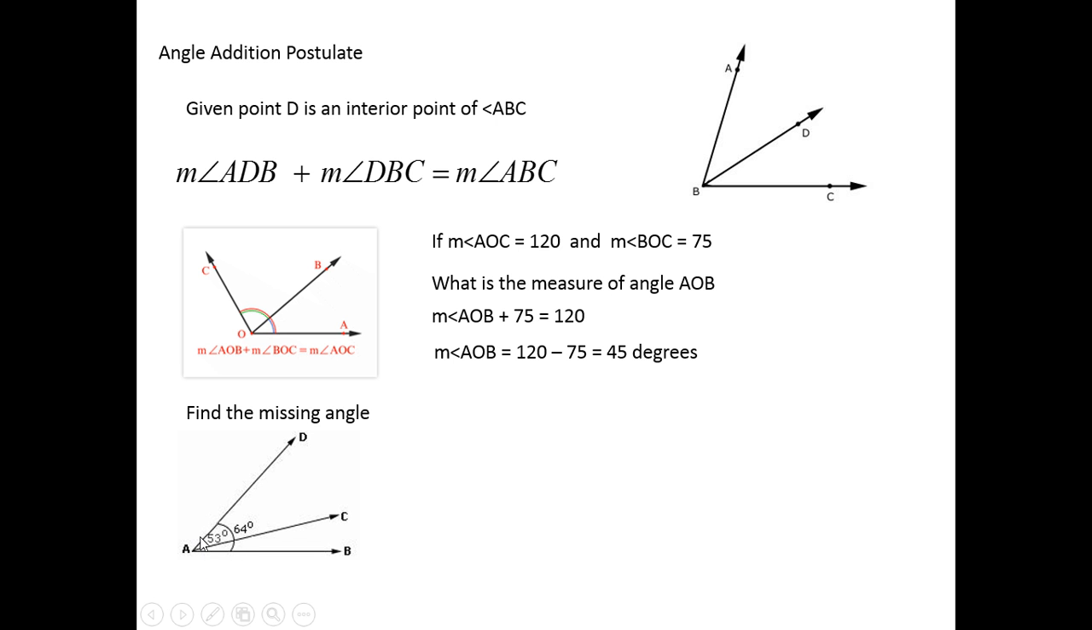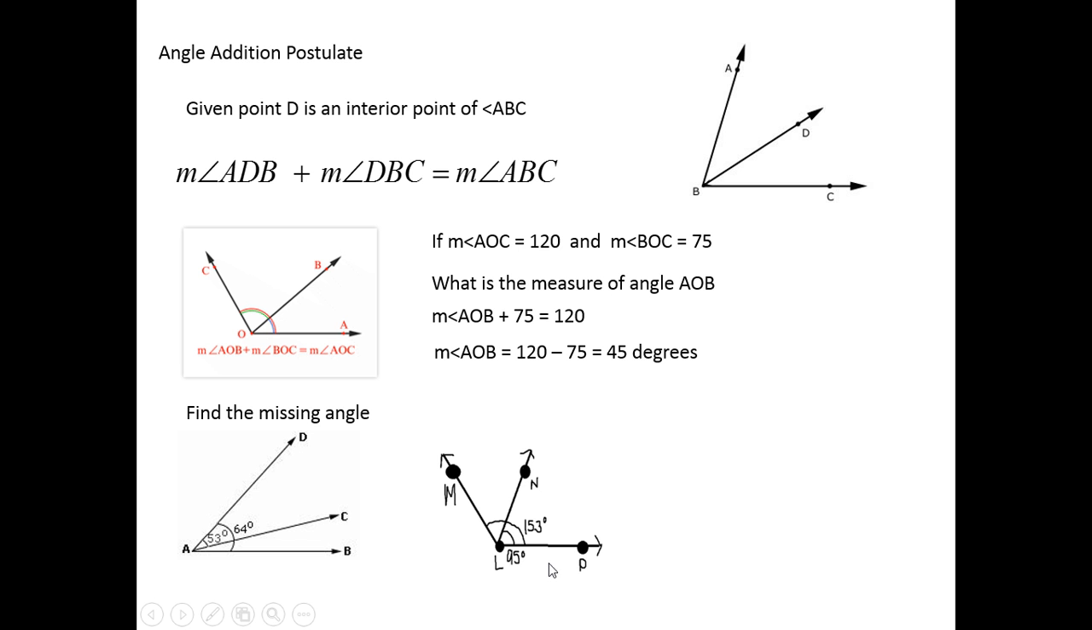From what we're showing here, the 53-degree sweep is angle DAC. DAC is the 53. The 64 is the all-inclusive. So what you want to find is the measure of angle CAB, which of course you can find by saying, 53 plus what is 64? Well, then that has to be an 11-degree angle.